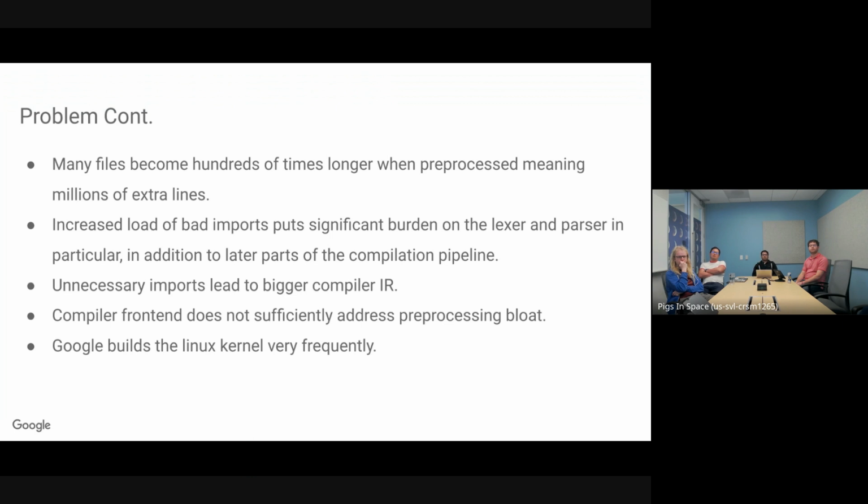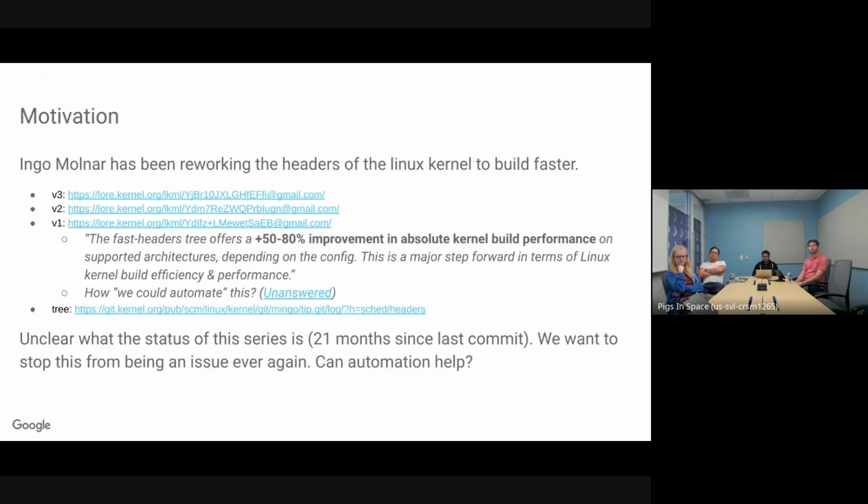Unnecessary imports lead to bigger compiler IR, and this isn't properly addressed. This is compounded by the fact that Google builds the Linux kernel very frequently, especially during CI for something like Chrome OS or even in client-built Linux. So these problems are really compounded.